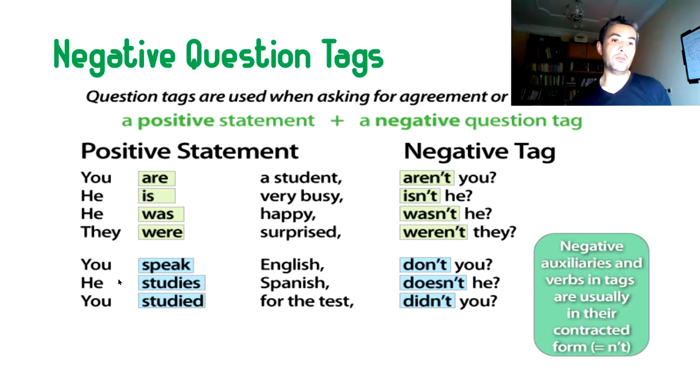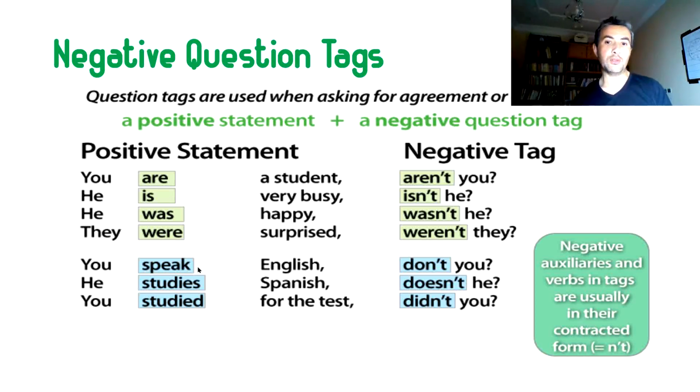Let's see other verbs, main verbs, like speak, study, learn, teach, etc. Let's start with the simple present. "You speak English, don't you?" "She speaks English, doesn't she?" "We speak English," how do you say? "Don't we?" Very good. In the past, for the positive statement: "You studied for the test, didn't you?" "She studied for the test, didn't she?"